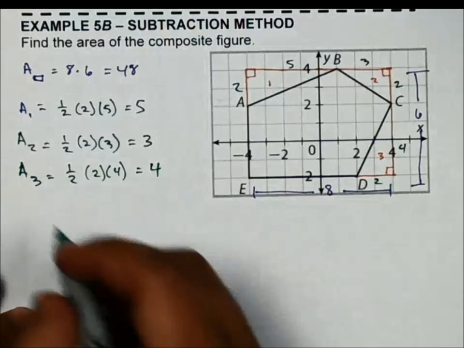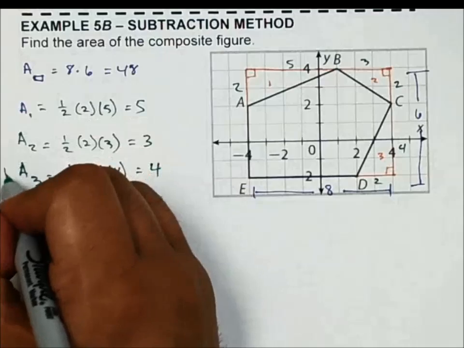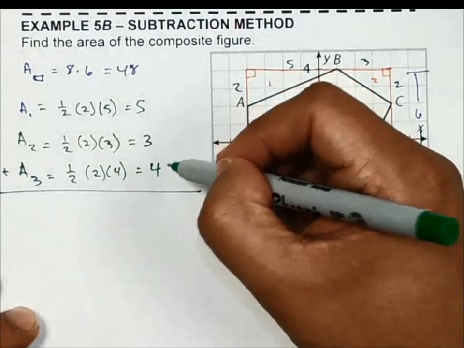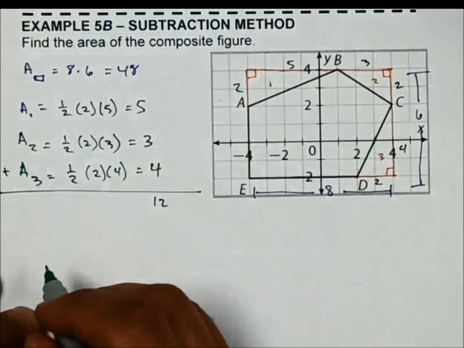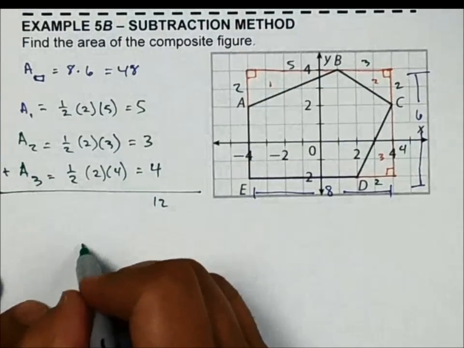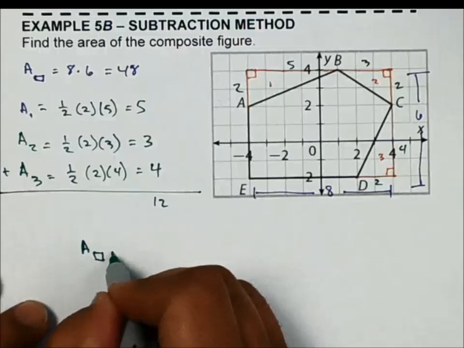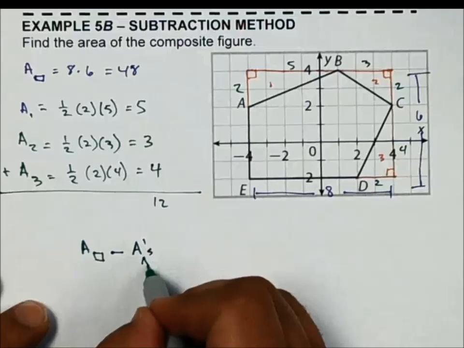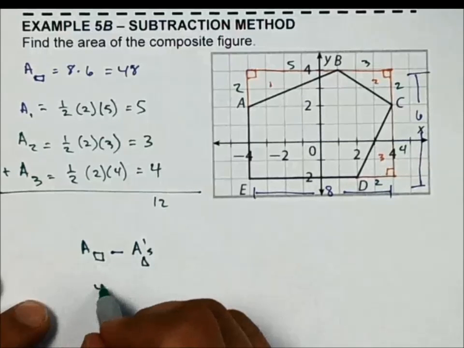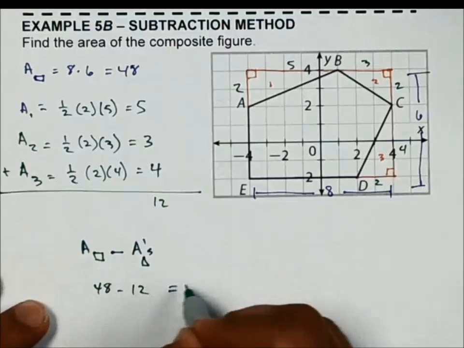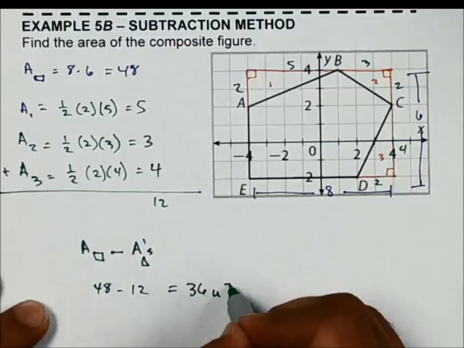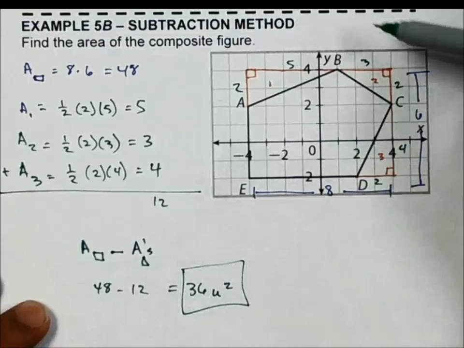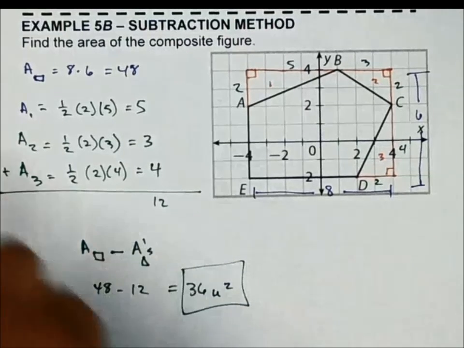All right, so I want to take these three areas and add those together. So 5 plus 3 is 8, 4 makes 12. Then I'm going to take the area of the rectangle minus the areas of each of the triangles. So that's going to be 48 minus 12, which gives me 36 units squared. So either the addition method or the subtraction method would give you the same answer.